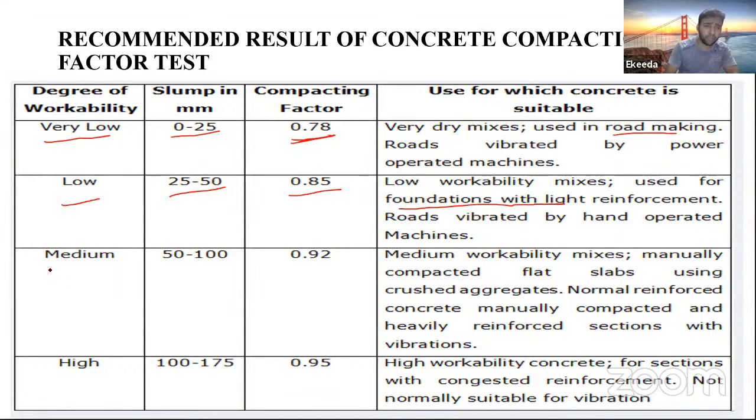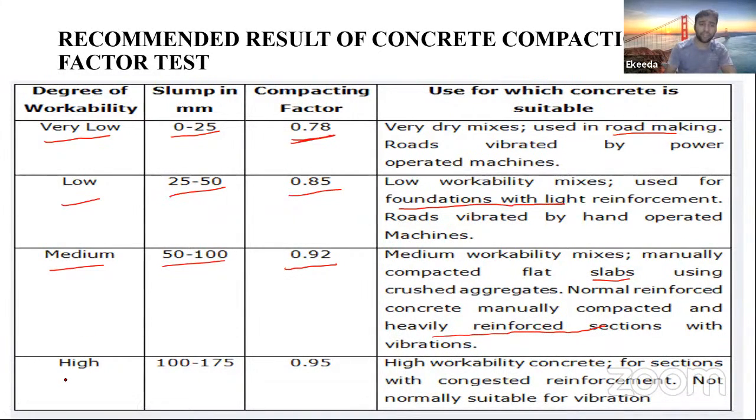Now for medium workable concrete, the slump value generally ranges between 50 to 100 mm, and the compaction factor value will be 0.92. This type of concrete is generally used for making slabs, as well as for heavily reinforced sections, that is beams, columns, etc.